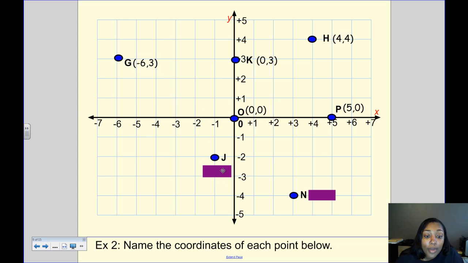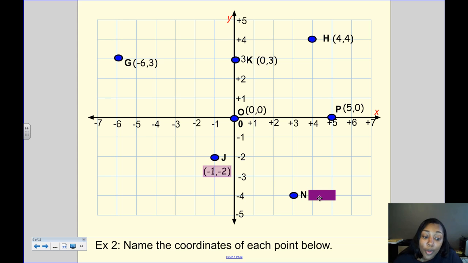So then we want to come down here and figure out, well, where is letter J located? So again, we want to see how far left or right did we have to go. And we see that we had to go 1 to the left, so we're at -1. And then we had to go down 1, 2. So the ordered pair for J would be (-1, -2).